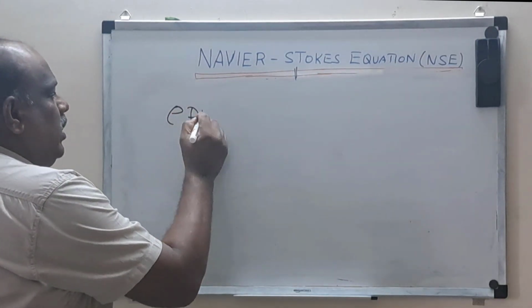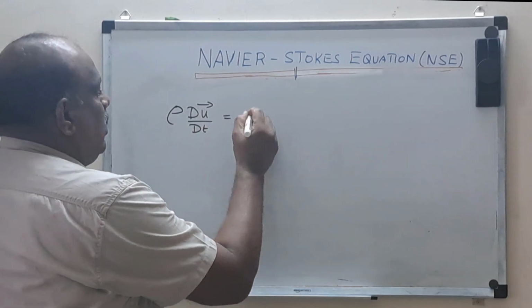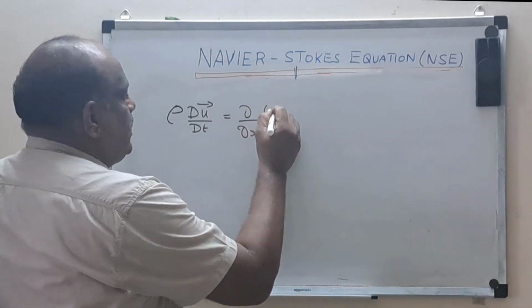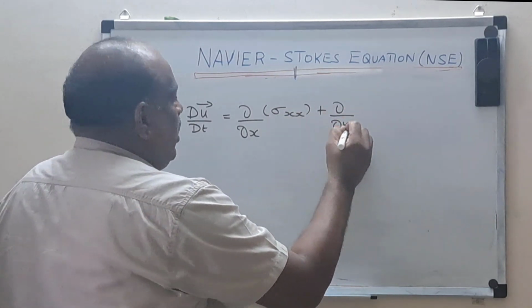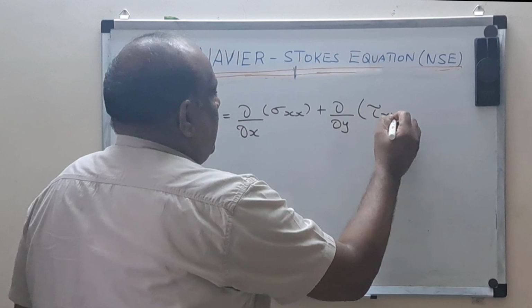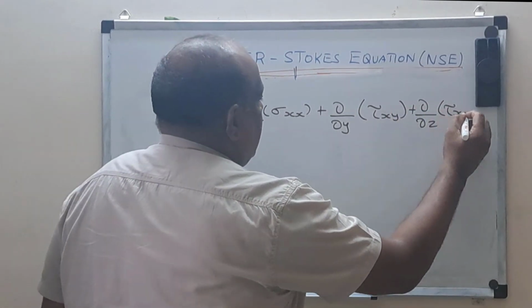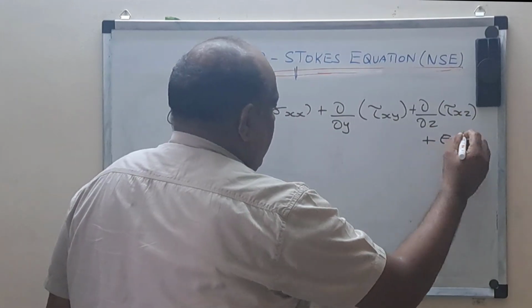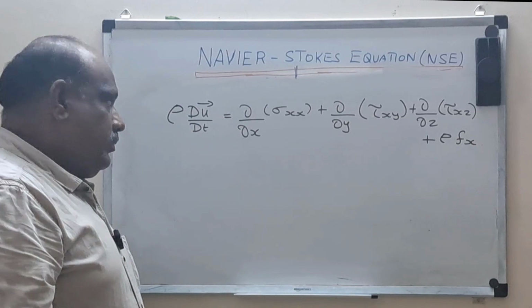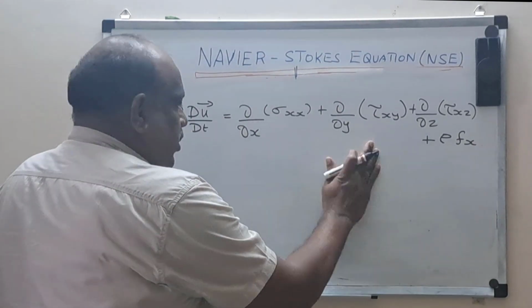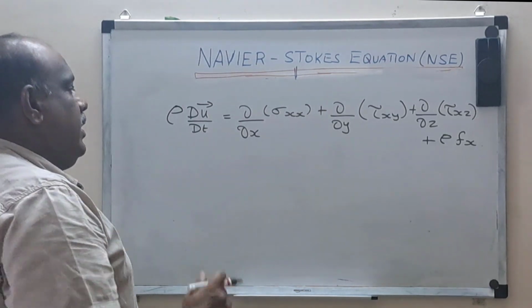Rho into du by dt is equal to dou by dou x of sigma xx plus dou by dou y of tau xy plus dou by dou z of tau xz plus rho into fx. This equation is called the x momentum equation, or the momentum equation along the x direction.